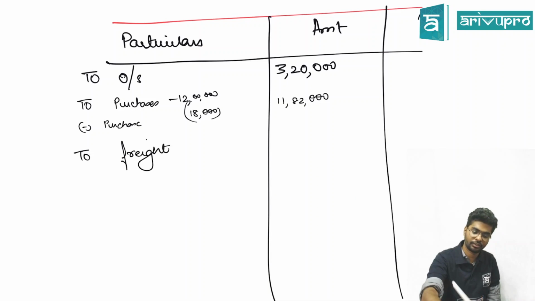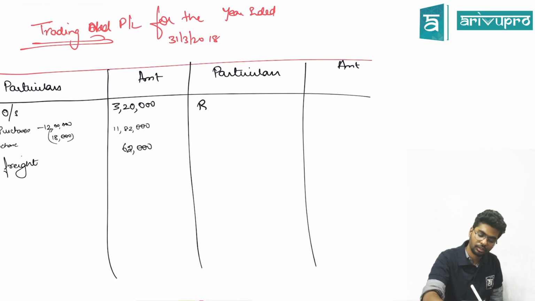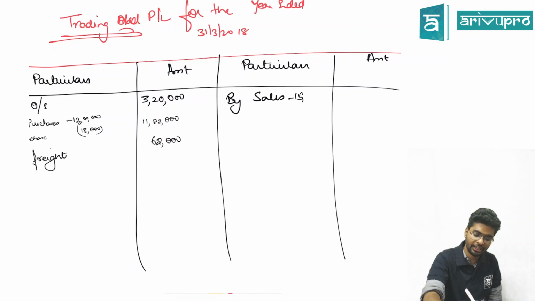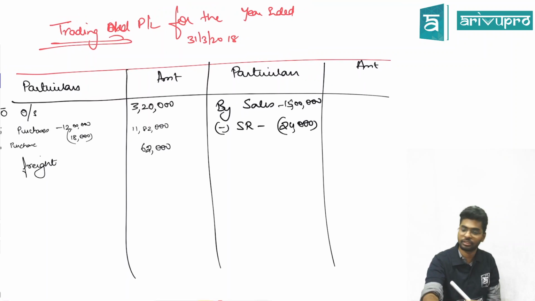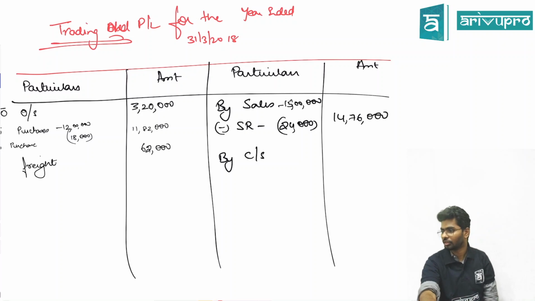To freight, 62,000. Then by sales, 15 lakh minus sales return, 24,000. Buy closing stock. Closing stock.